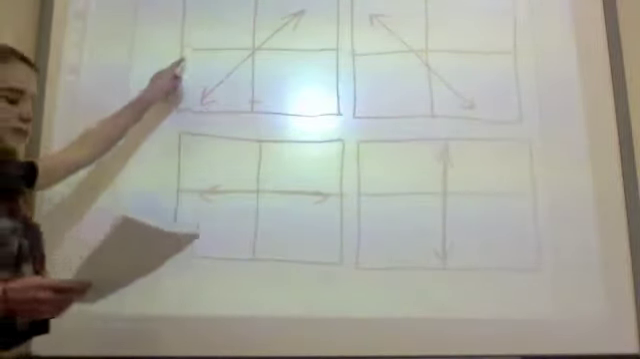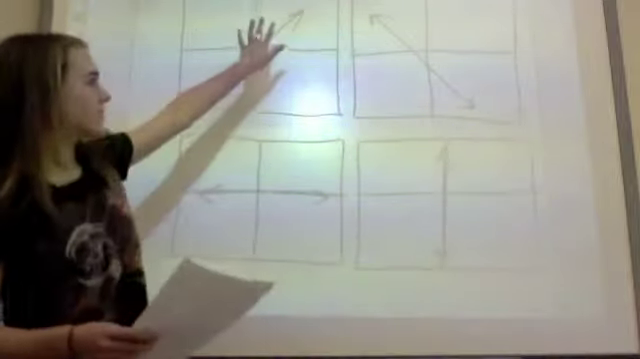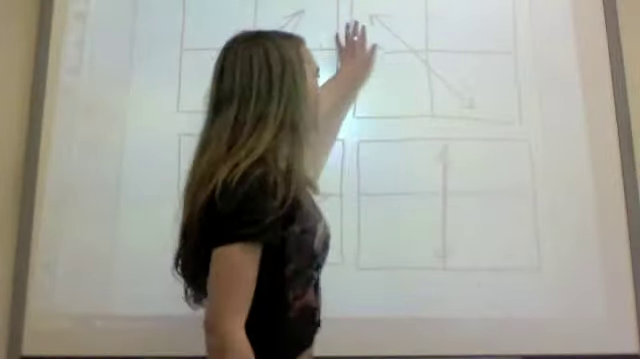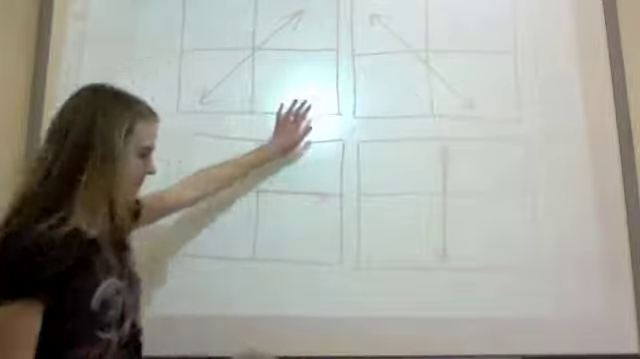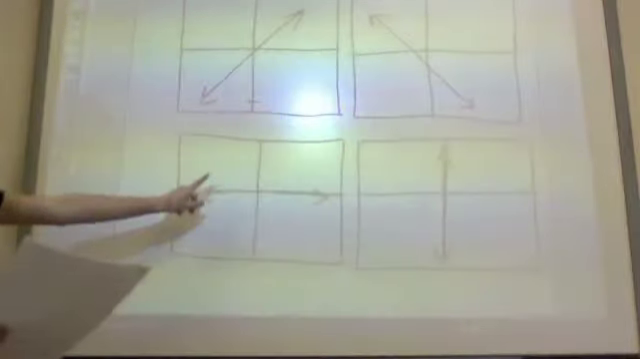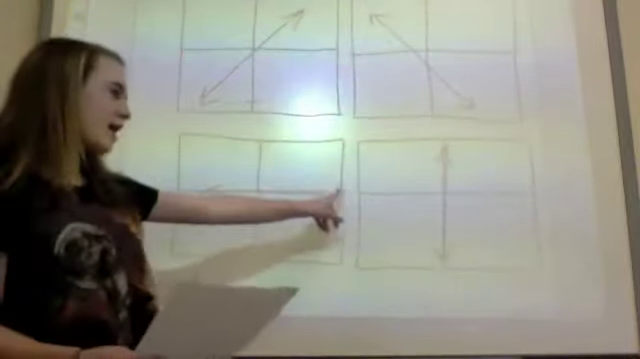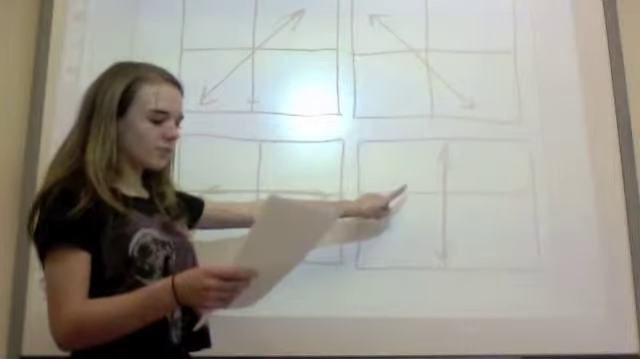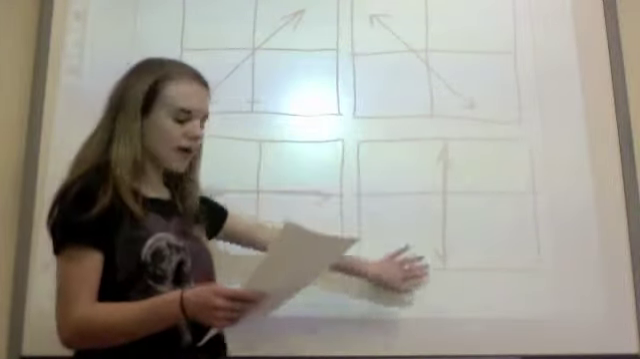A positive slope is a line that rises to the right. A negative slope is a line that falls to the right. This is a zero slope. A zero slope is a flat horizontal line. This is an undefined slope. An undefined slope is just a vertical line.